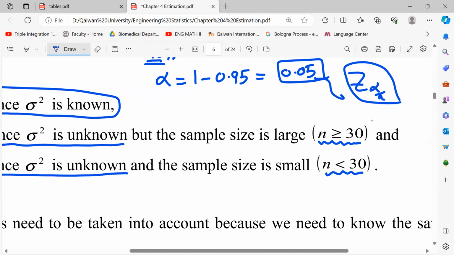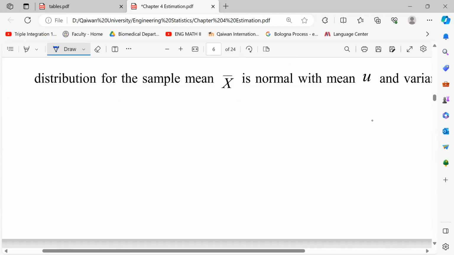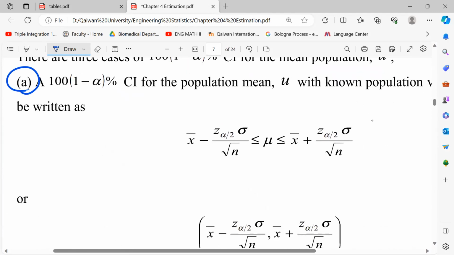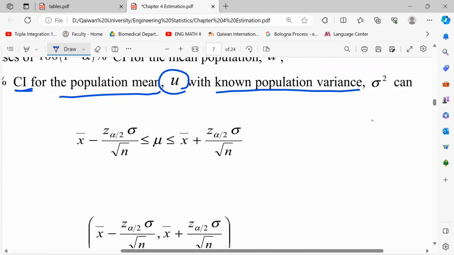If the variance is given, and if the variance is not given, we look at the sample size: greater than or equal to 30 is a case, and less than 30 is another case. We now talk about the rules for each of these cases. For case A, the confidence interval for population mean mu with known population variance. If the population variance is given, it's the first case.